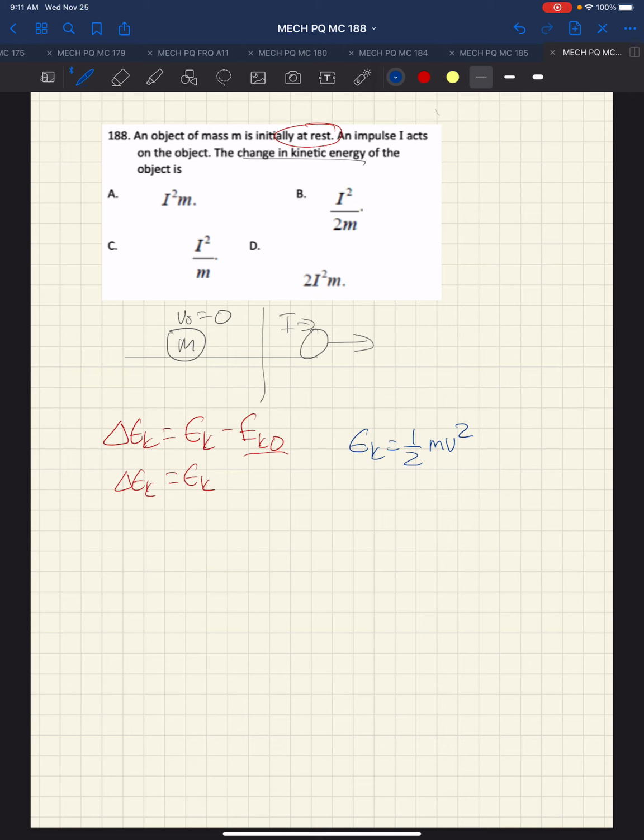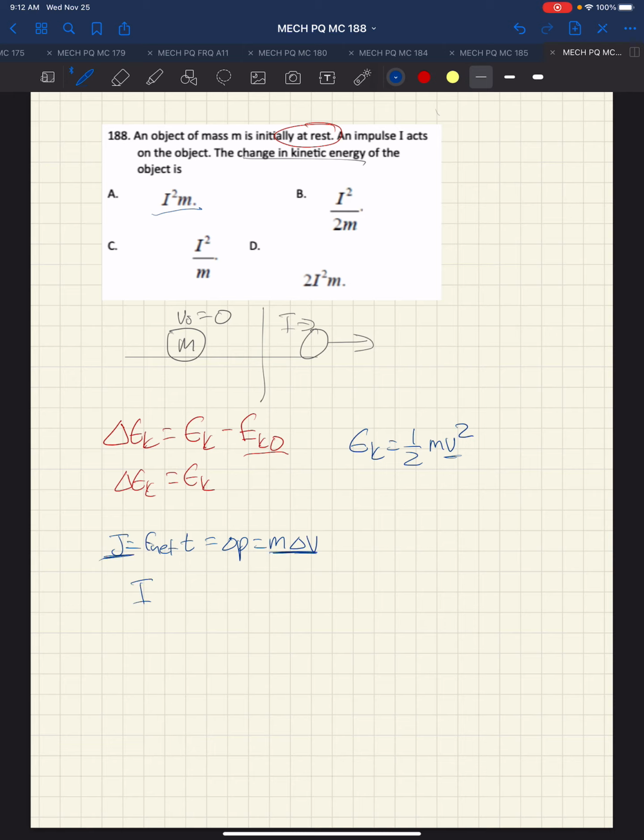Now, if we look at all our choices, we have I, impulse, and mass. What is notably missing is the V. So we have our four-way equivalents. J equals F net T equals delta P equals M delta V. And so we have mv like this, and we have the impulse J.